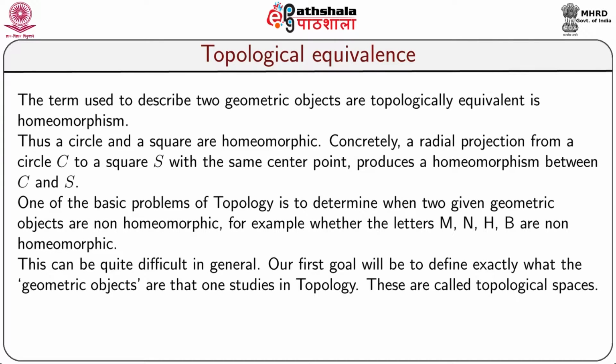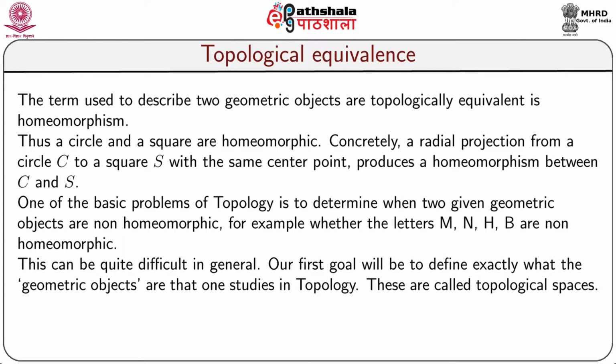The term used to describe two geometric objects that are topologically equivalent is homeomorphic. That means, from now on, if two geometric objects are equivalent, we will say that they are homeomorphic. In this terminology, a circle is homeomorphic to a square. This happens by the radial projection. An open interval of length 1 will be homeomorphic to a greater open interval or a smaller open interval. Of course, m and n will be homeomorphic, but m and b will not be homeomorphic.